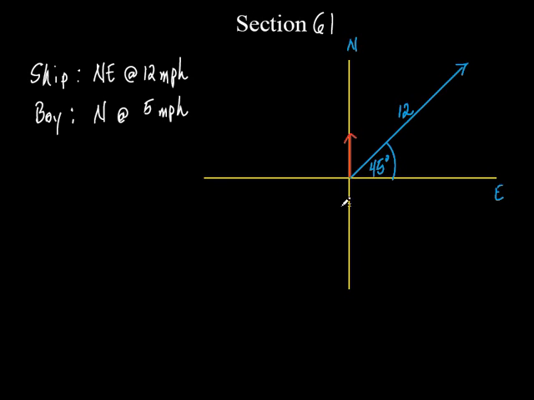Okay, and so he's going north, which is 90 degrees, and he's going 5. So what we want to do is add those vectors together. There are several different ways you can add the vectors together, but the way that he's showing you in the book is breaking both of them down into its components, right?